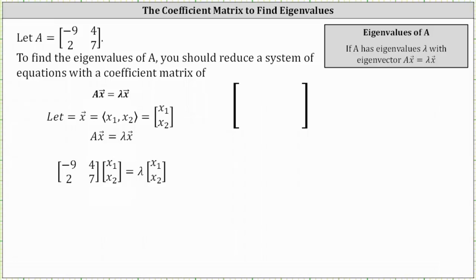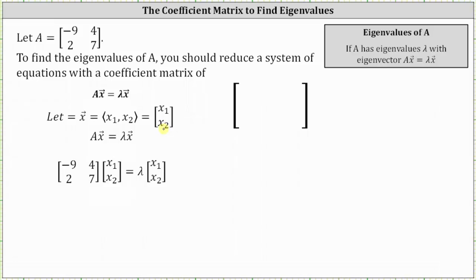We are given matrix A. To find the eigenvalues of matrix A, we should reduce a system of equations with what coefficient matrix? The eigenvalues are the values of lambda that satisfy the equation matrix A times vector x equals lambda times vector x. Let's go ahead and set up this equation and let vector x equal the vector x1, x2.